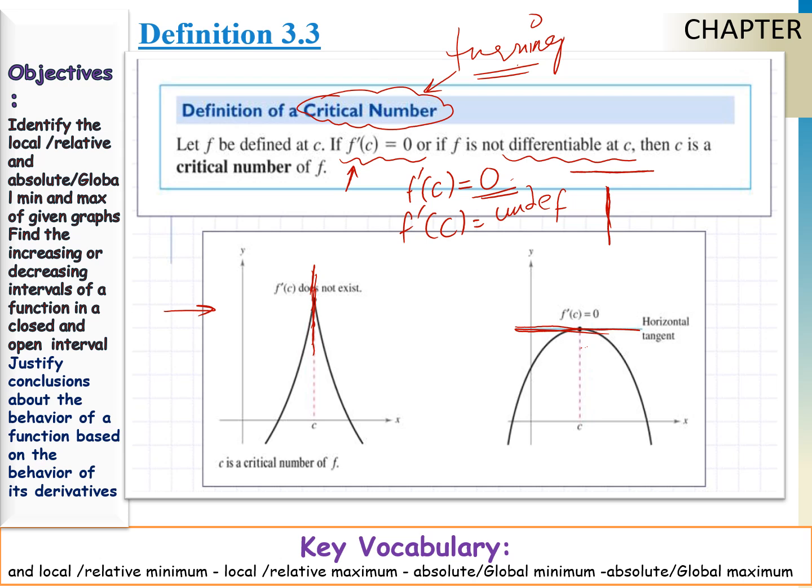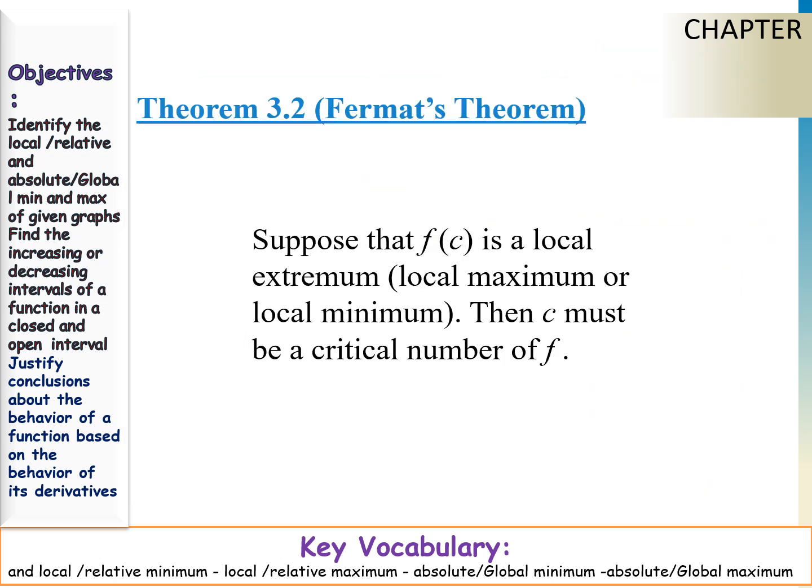So critical numbers can only be found on the turning points. At the critical numbers, 100% they will be either a relative or local maximum, or 100% a relative or local minimum. Number 2, the slope of the tangent line will be equal to 0 or it will be undefined. So there is a scientist, Fermat. Fermat's theorem said that f of c could be a local maximum or local minimum, and this is a critical number of f.